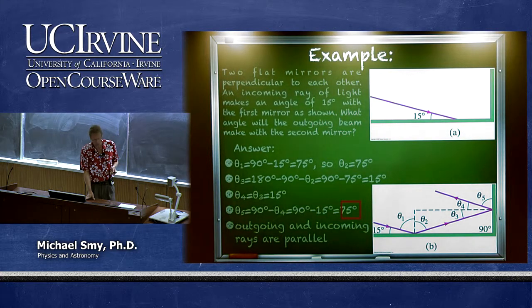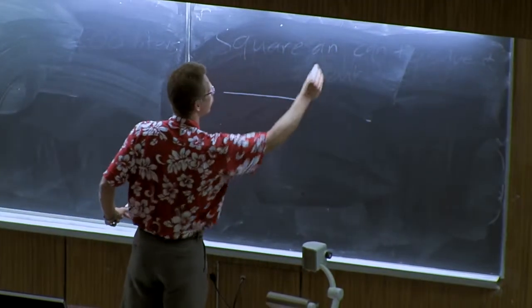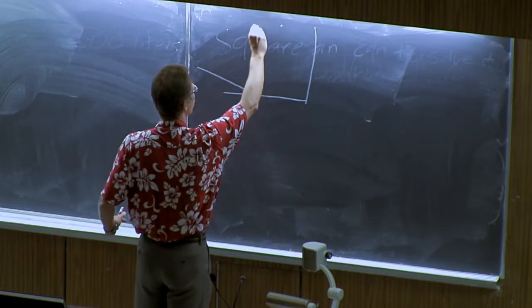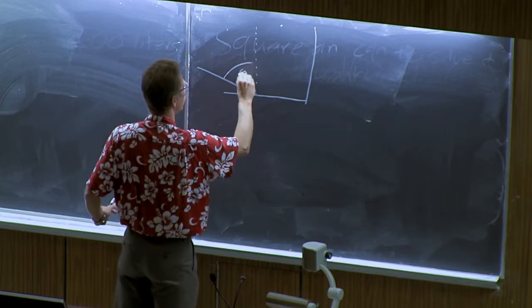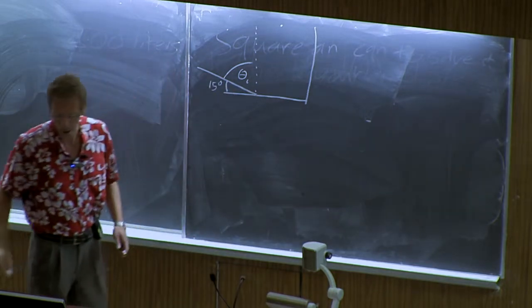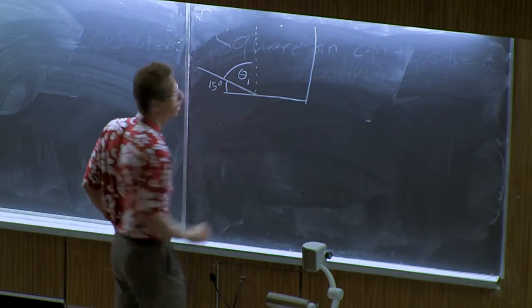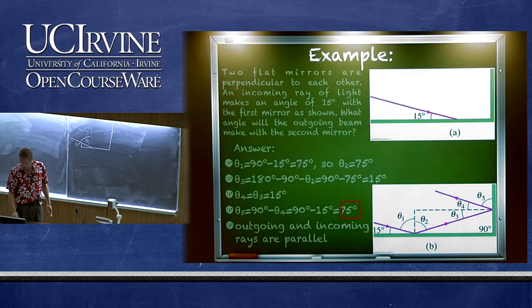To find the answer, we first need to find the incident angle of the problem. The incident angle is the angle it makes with respect to the normal. If we copy this sketch here, then the normal direction is this. So this is the incident angle. And this angle is 15 degrees. And that means that the incident angle, which is called theta 1 here, has to be 75 degrees.